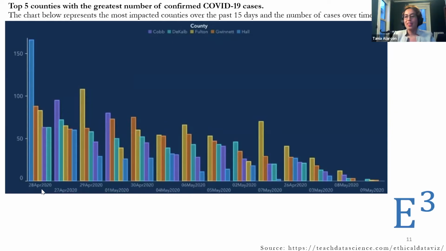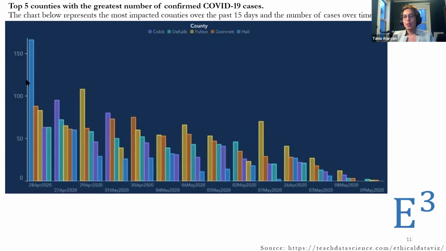Right. So the x-axis, you start to notice, you start on April 28th, then it goes down to April 27th, then to April 29th, and it starts to jump all over the place. So when you show a time series, the convention is to show it in chronological order.